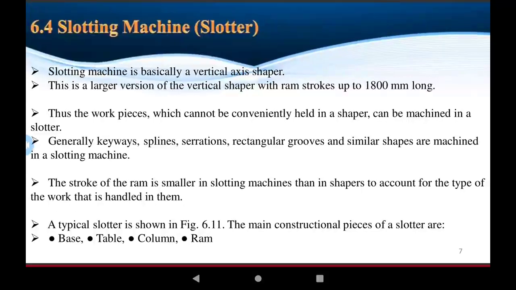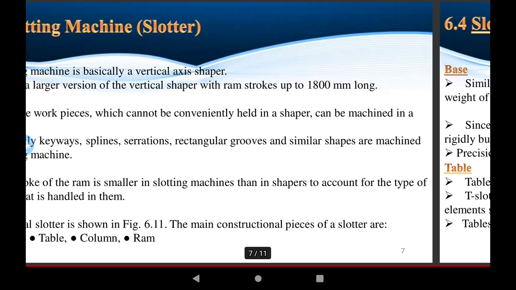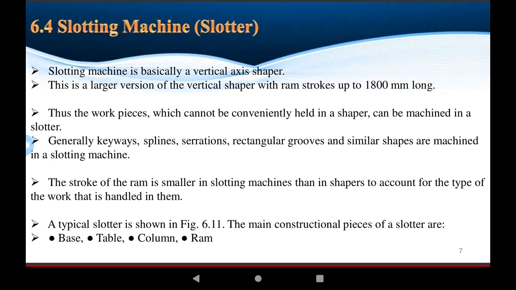And slotting machines: the slotting machine is basically one where the vertical axis of the machine moves. Okay, this is a machine for vertical cutting, single point cutting on the machines. This is the large version of the vertical shaper, with a stroke above 1 mm. Okay, 1800 mm long.